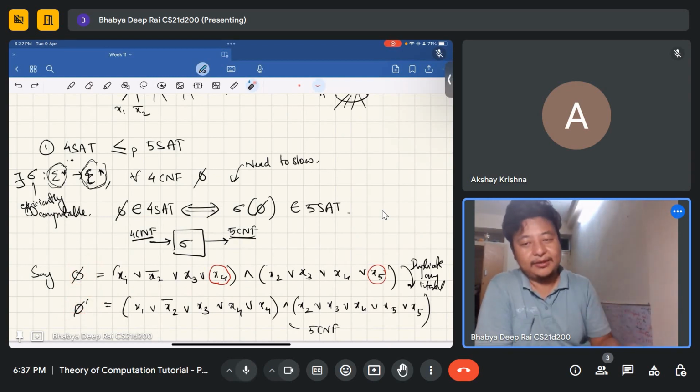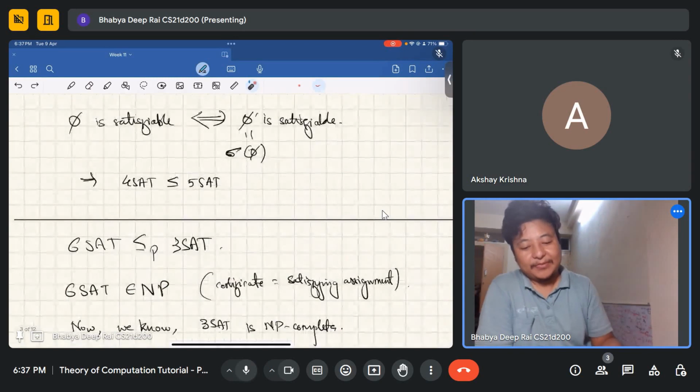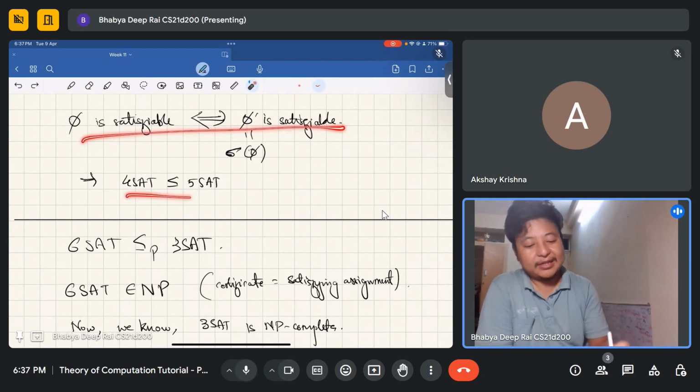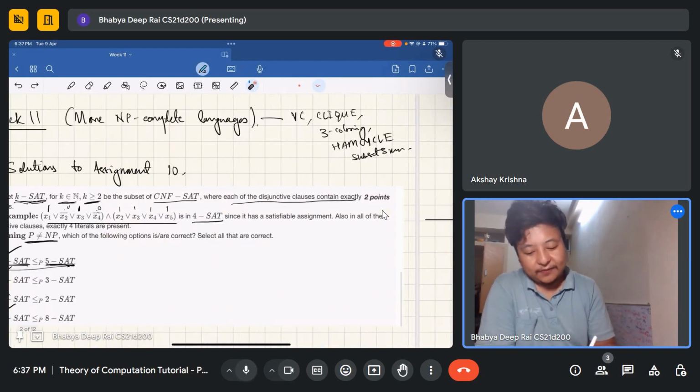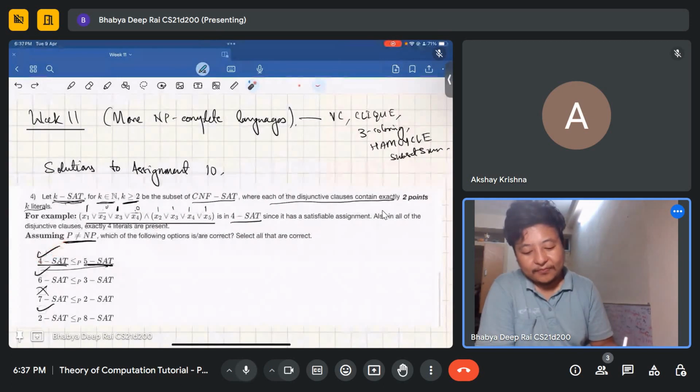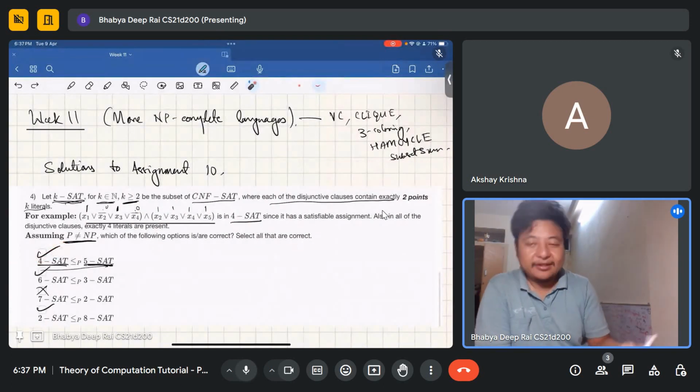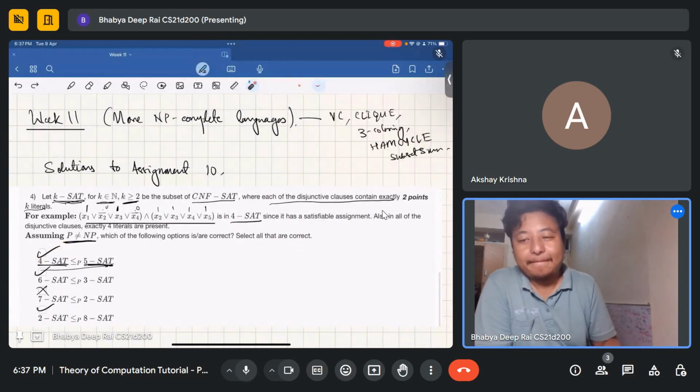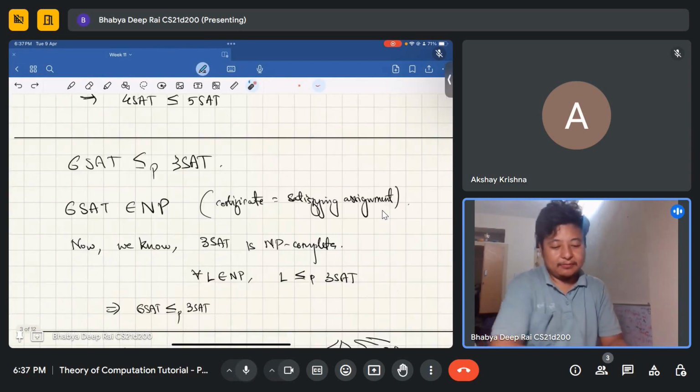Pick any literal, duplicate. Now, what does it show? It shows that by the definition of reduction, 4-SAT reduces to 5-SAT. So 4-SAT reduces to 5-SAT is true. Second question is, 6-SAT reduces to 3-SAT.